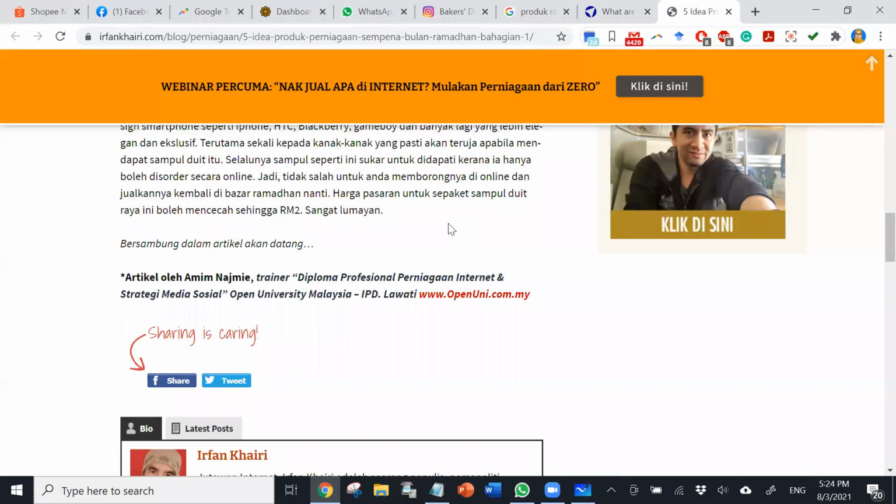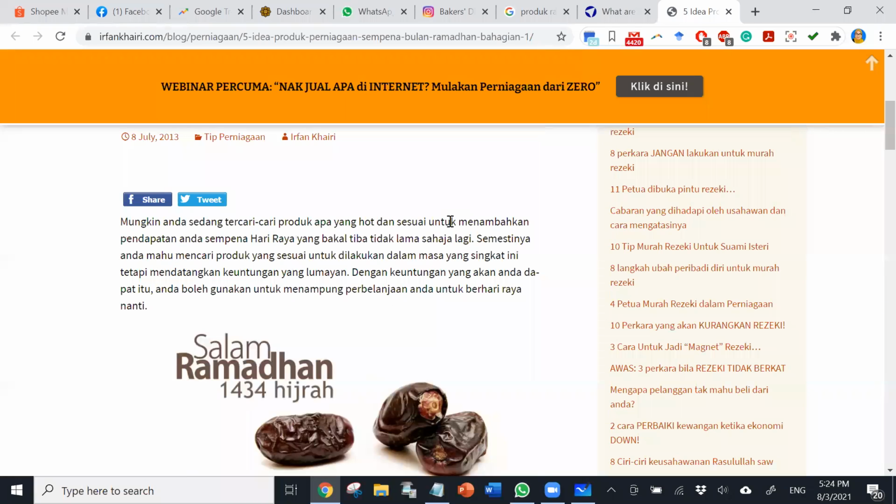Cosmetics, for example makeup and perfume, are also very hot selling when it comes to Ramadan.